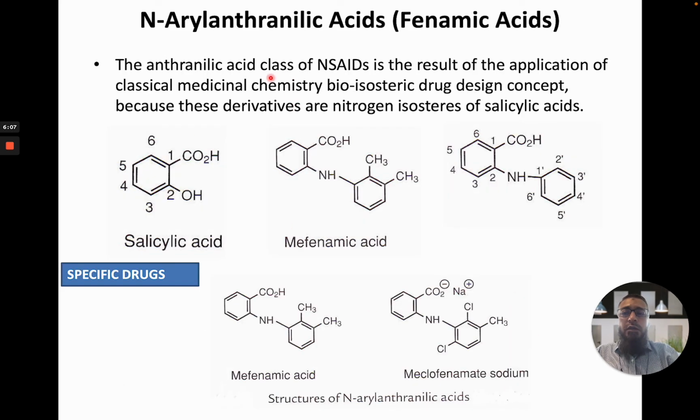These are some of the examples of N-aryl anthranilic acids. For example, this mefenamic acid is from the N-aryl anthranilic acid class. So this is the anthranilic acid, right? Some of the specific drugs are mefenamic acid and meclofenamate sodium.